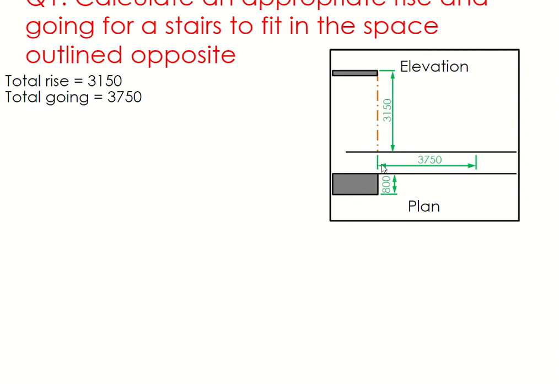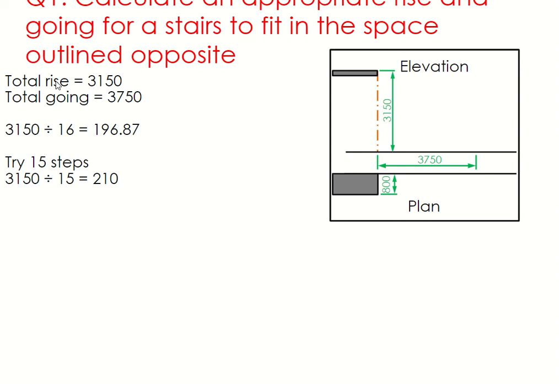The total going we're given from where the point of the stairs starts to where the point of the stairs will finish. The stairs will be going up here at this angle here. That is 3,750. Remember, a flight of stairs can have no more than 16 steps. If we divide our total rise by 16, hopefully you get 196.87. Now remember, we wanted it rounded off to a nice even number to make it easier. So we try 15 steps and you get a nice even number of 210.